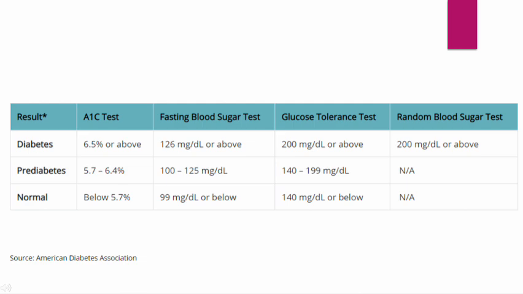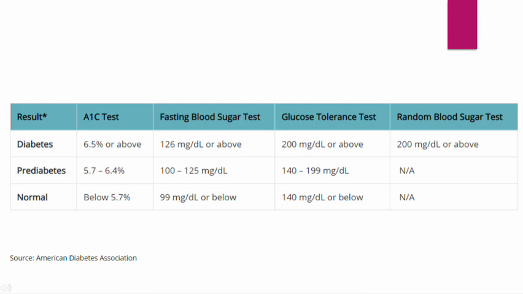Let us begin with normal values. For HbA1c, a value below 5.7% is considered normal. For fasting blood glucose, 99 mg per deciliter or below is normal. For glucose tolerance, 140 mg per deciliter or below after 2 hours is also normal.